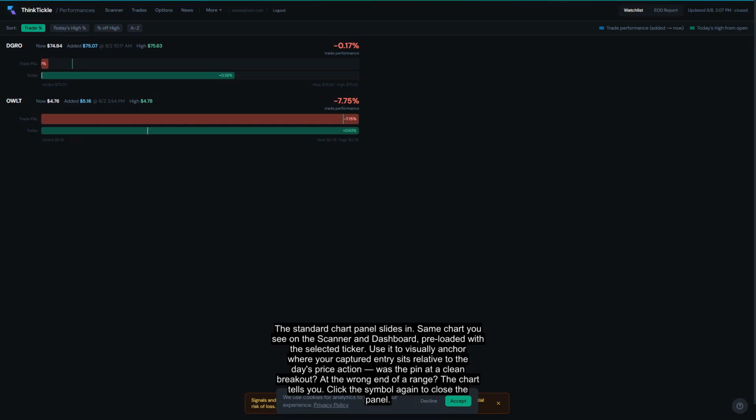Was the pin at a clean breakout? At the wrong end of a range? The chart tells you. Click the symbol again to close the panel.